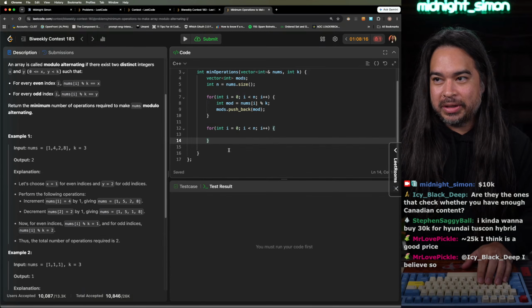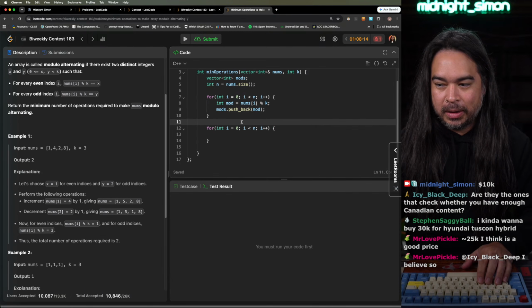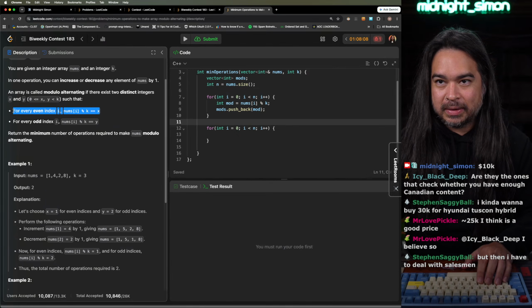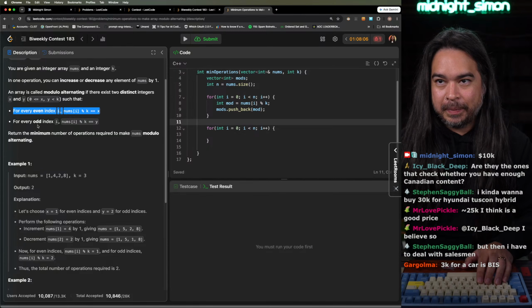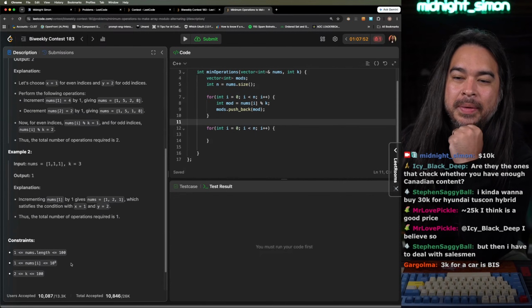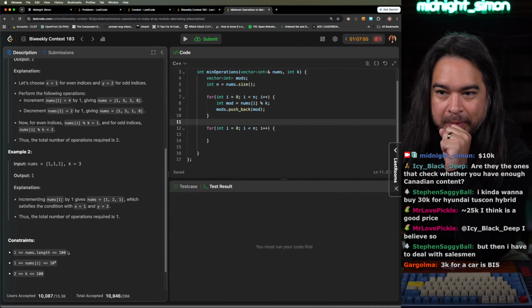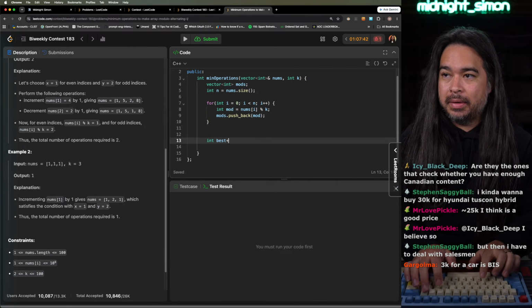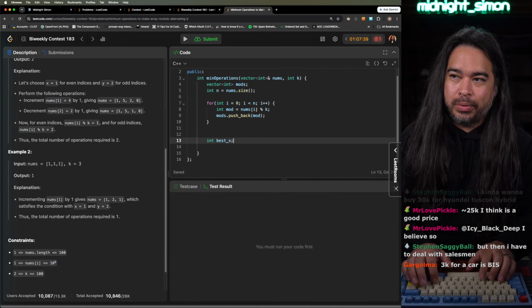Alright, how are we gonna do this? We're trying to say we need to pick some number that all the even indices are, and we can move to that. Man, there's only 100 though. Should I? Let me see. 100 times. I think I can just... I'm just gonna brute force, man.